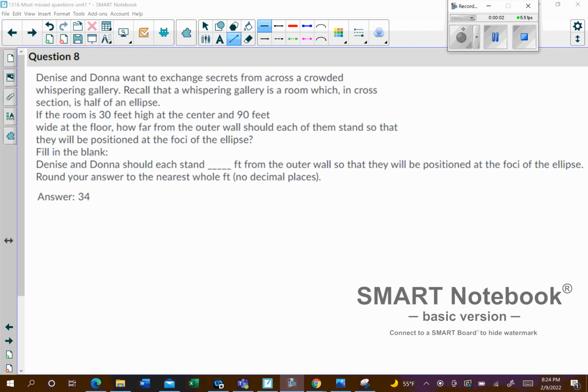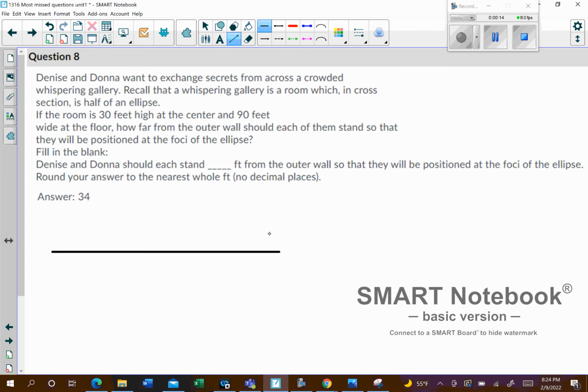All right, so let's take a look at this ellipse problem here. So we have half an ellipse. If the room is 30 feet high with the center and 90 feet wide, so our floor is going to be, let me draw this. So we got a 90-foot floor going across, and we have a half of an ellipse.